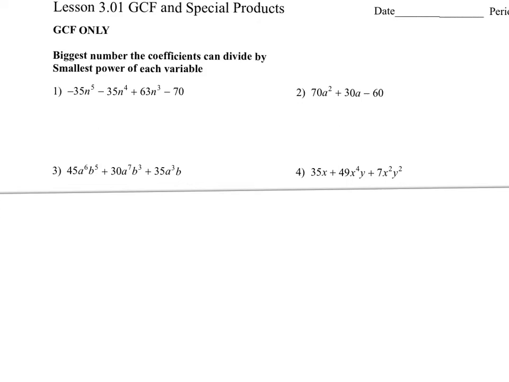All right, so we're going to start off here 3.1 with GCF only. So for GCF, we're looking to take out the biggest number that the coefficients can divide by first, and then the smallest power of each variable if they all have that variable, okay?